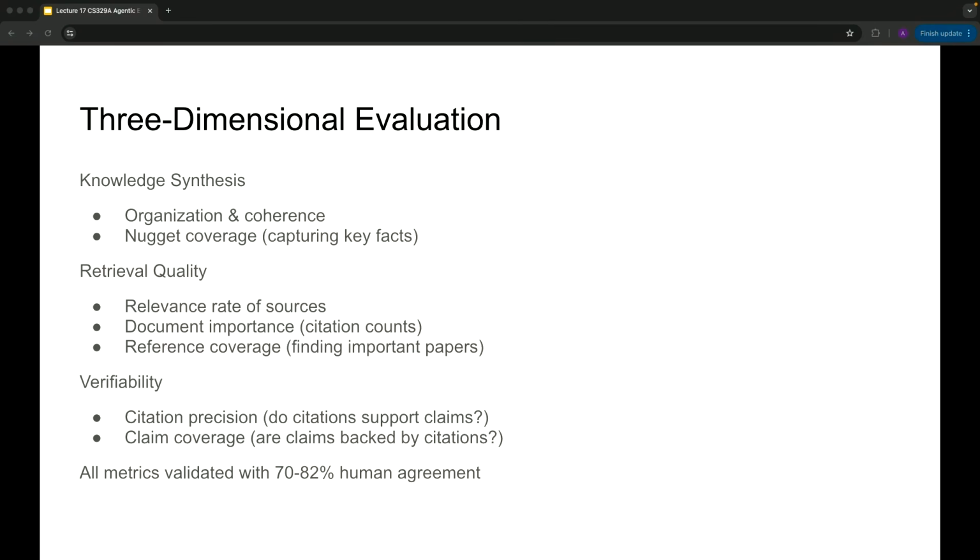And each of these metrics are actually validated by humans, so they got about 70 to 80% of human agreement when they got humans to evaluate this.